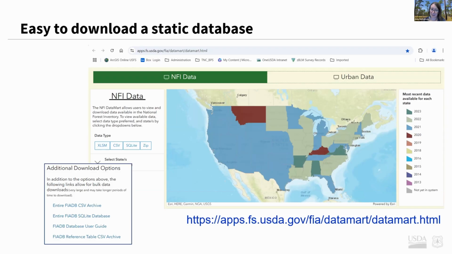This updated data mart means that you can download the entire database all at once. And then you have a static record. So if you update your analysis, you can compare apples to apples, the original versus updated analyses results. And it is so much easier than the old version. So just download yours today.